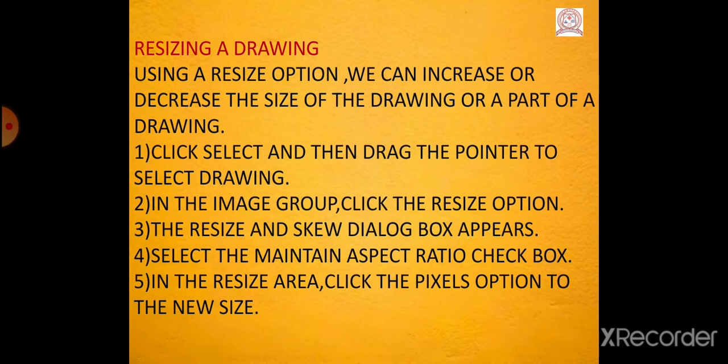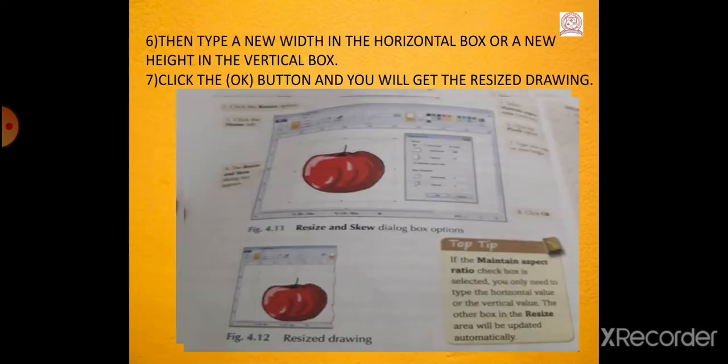In the image group, click the resize option. The resize and skew dialog box appears. Select the maintain aspect ratio checkbox. In the resize area, click the pixels option to set the new size. Then type a new width in the horizontal box or a new height in the vertical box. Click the OK button and you will get the resized drawing.